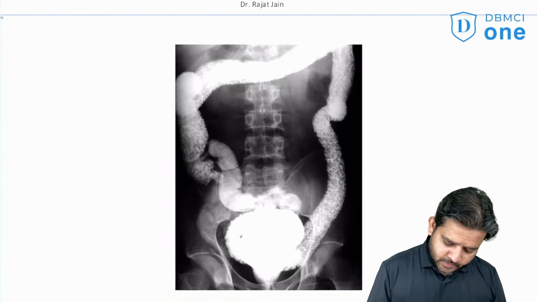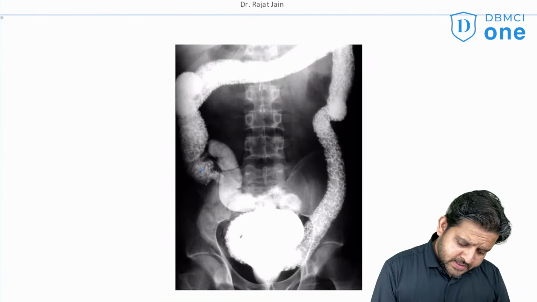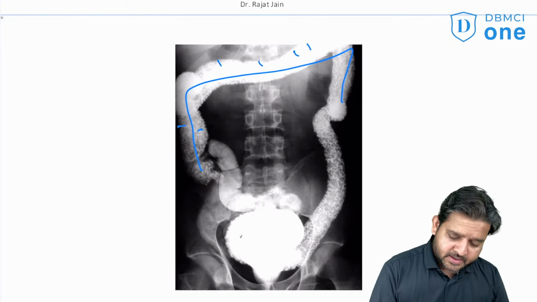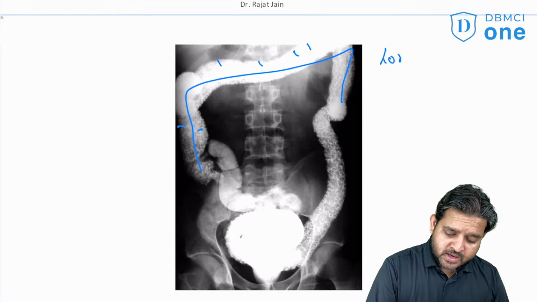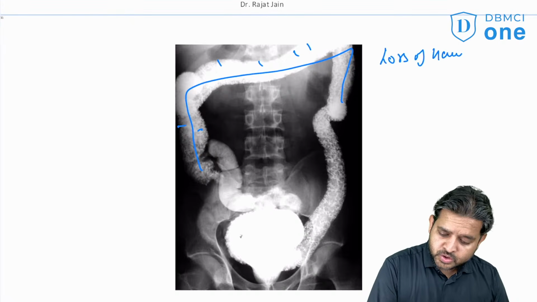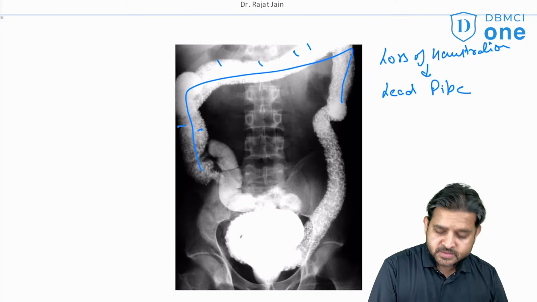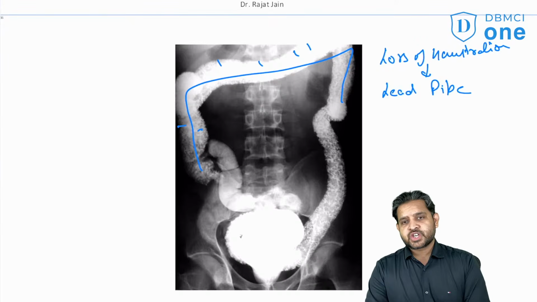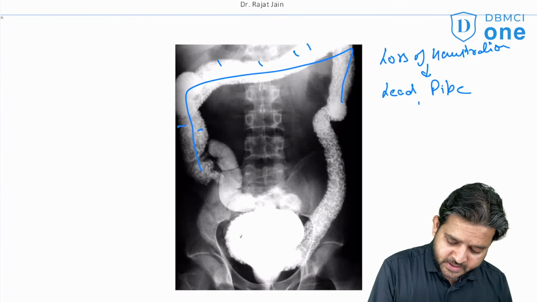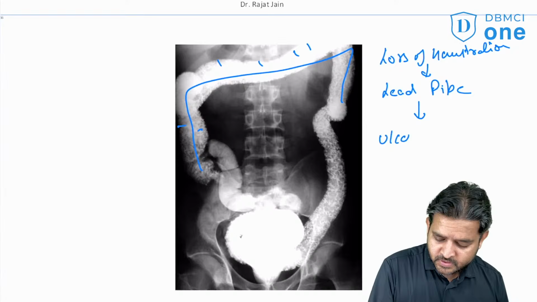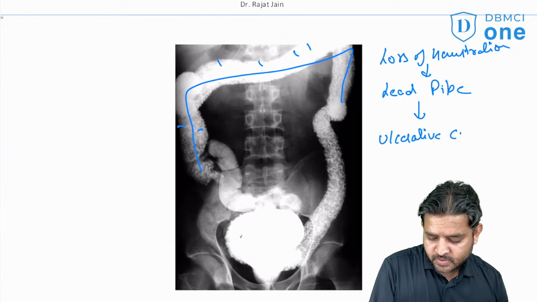Okay. Now what do we see here? Now I can see the large bowel, but I don't see any haustra in the large bowel. So I would like to call it loss of haustration. And loss of haustration is called lead pipe appearance, which is a feature of ulcerative colitis.